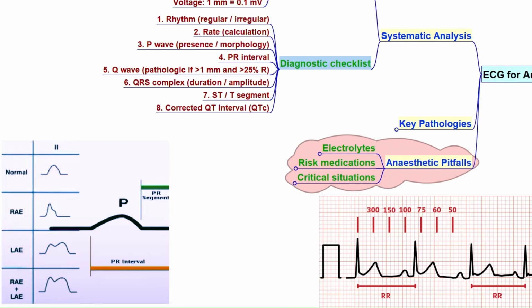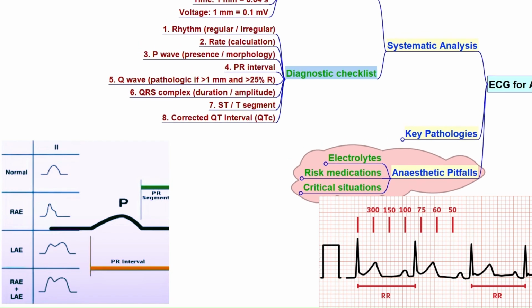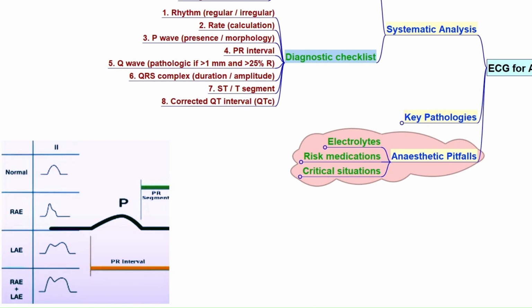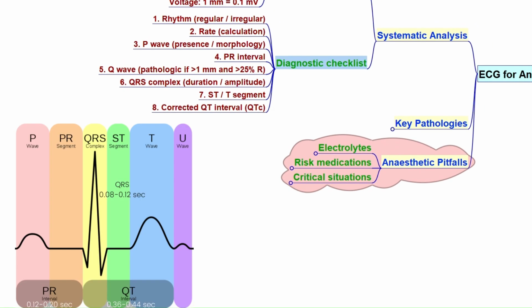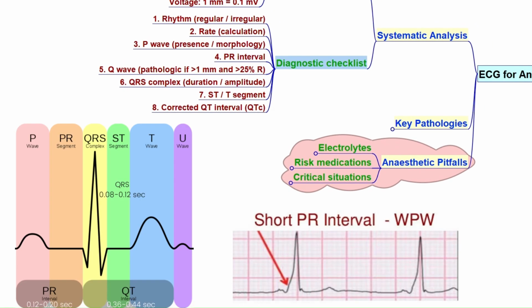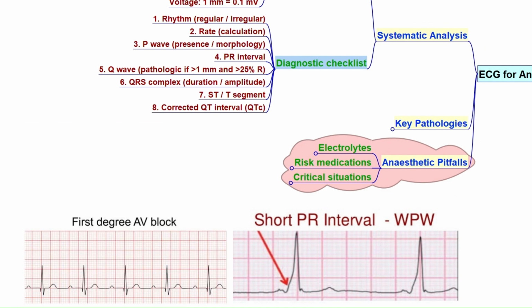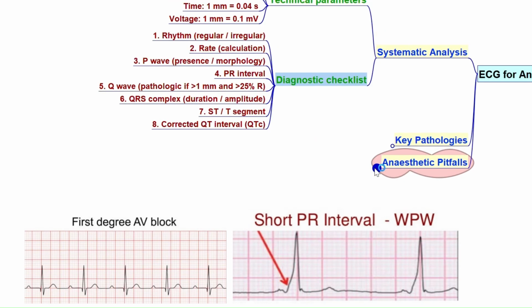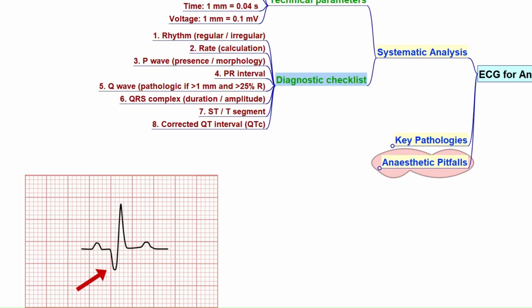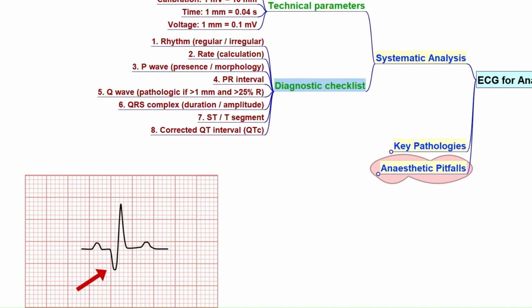P wave morphology provides specific information about specific heart conditions, like right and left atrial hypertrophy. The PR interval is short in Wolff-Parkinson-White syndrome and prolonged in AV block. A Q wave is pathological if it is deeper than 1 mm and more than 25% the size of the R wave. It may indicate myocardial infarction or heart tissue damage.